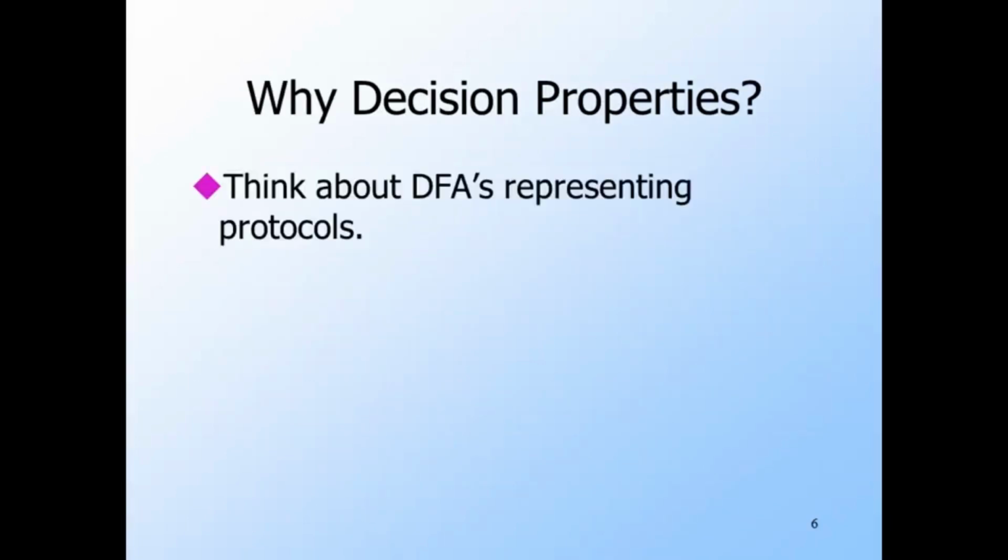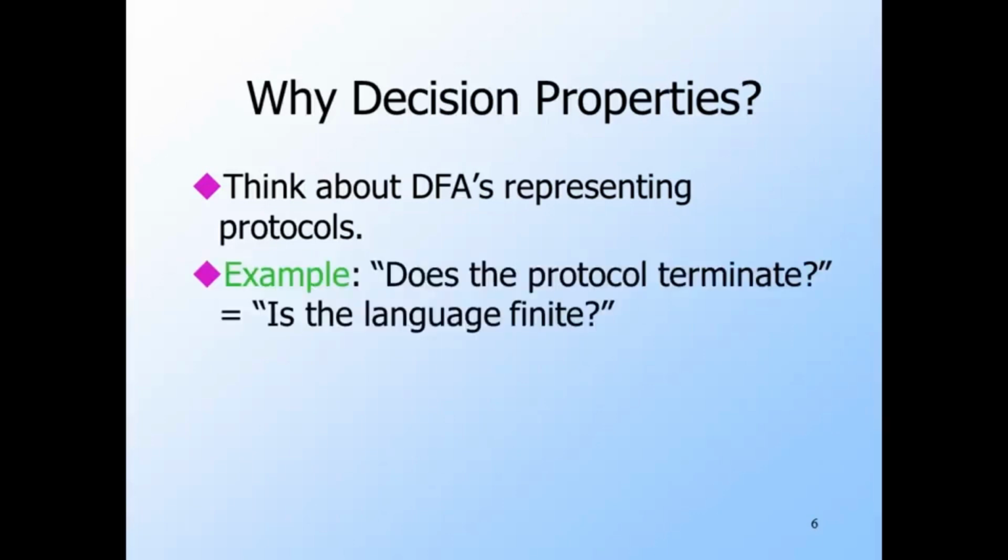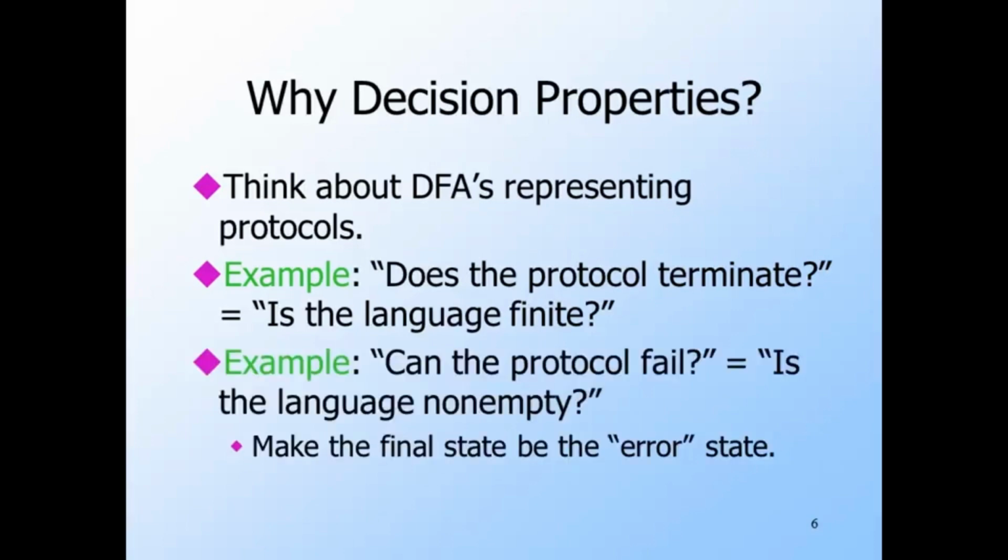Here are a few examples of why we might be interested in decision properties of regular languages. Both involve protocols represented by automata. If we ask whether the language of such an automaton is finite, we are in effect asking whether the protocol it represents is guaranteed to terminate. Or if we make the final states of the automaton be error states, then asking if its language is empty is tantamount to asking whether the protocol can fail. And remember, we couldn't answer either of these questions about programs in general, so we couldn't get the answers to these questions about protocols by looking at the code that implements them.